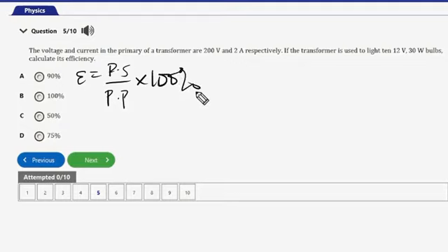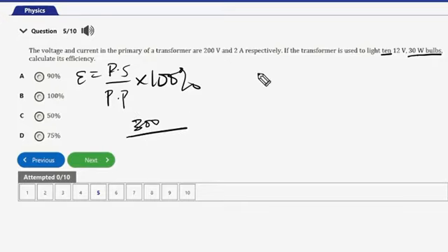So guys, the power for the secondary here will be actually 10 times 30, since we have here that the transformer is used to light 10 of this 30 watts bulb. So in that case, that's 10 times 30, and that's 300 watts over the power for the primary.